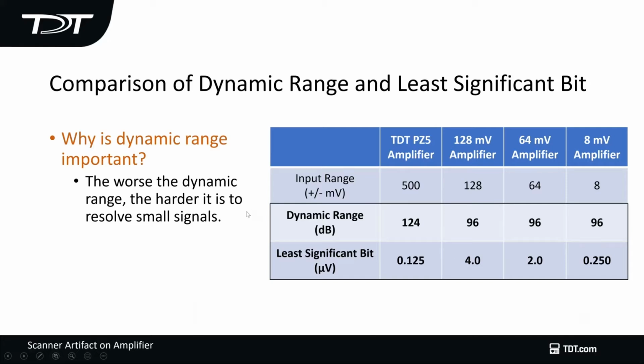All right, so the next issue is really the dynamic range of the signal. So the difference between the largest and smallest signal. The worse your dynamic range, the harder it is to resolve these small signals. And this becomes important because if you're looking at things like local field potentials or even spike activity, you may not be able to detect very small changes in your signal.